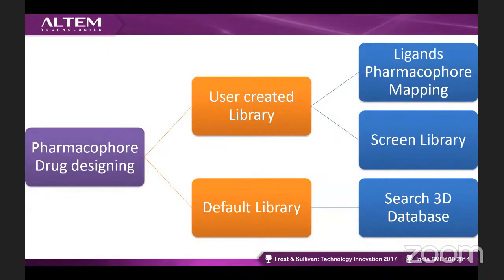Okay. Now, moving on, we have the pharmacophore in our hand. And there are two ways. Users can create a library, meaning you create your own library, and there are also some default libraries present in the database. Which one you want to use depends on which method you want to follow. If you have a user-created library, then you can choose ligand-based pharmacophore mapping or screen library. Or if you are going to use a default library, you can use a search tree database.